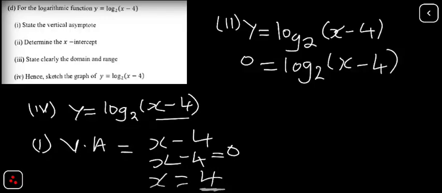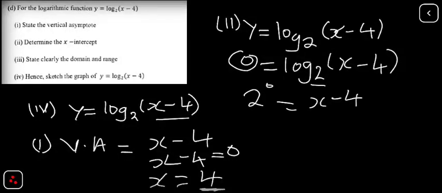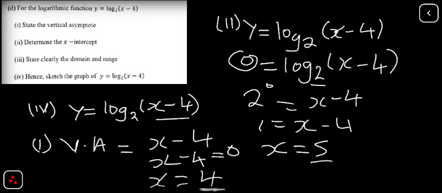Now the next thing you're supposed to do is convert the logarithmic equation to the exponential equation. In order to do that, you get a base, then you raise it to the power 0, which is equal to what is inside the parentheses. Since any number raised to the power 0 is equal to 1, it will be 1 is equal to x minus 4. So solving for x, we find 5.